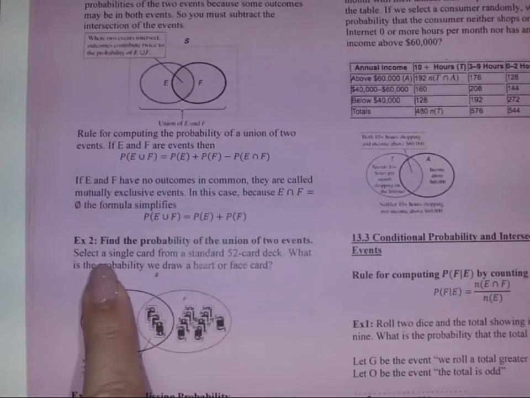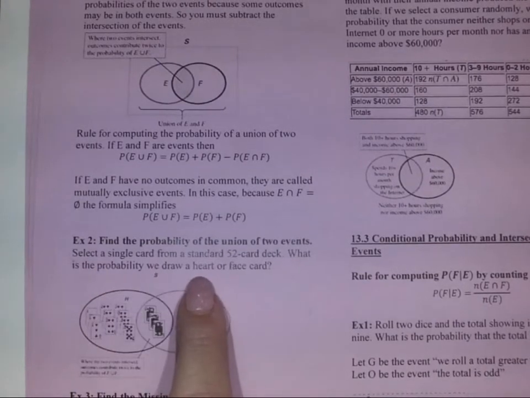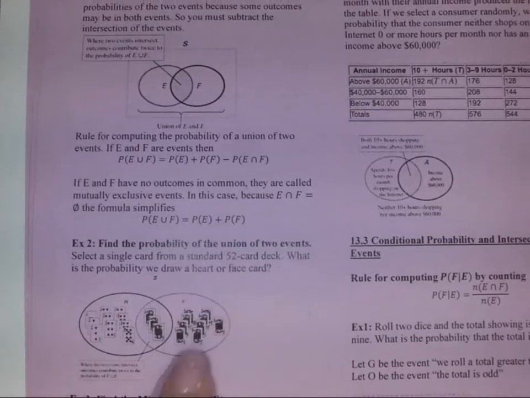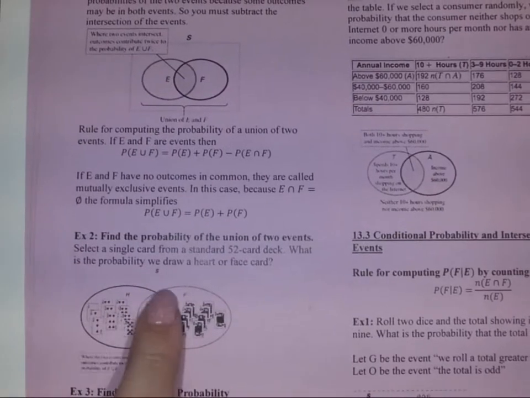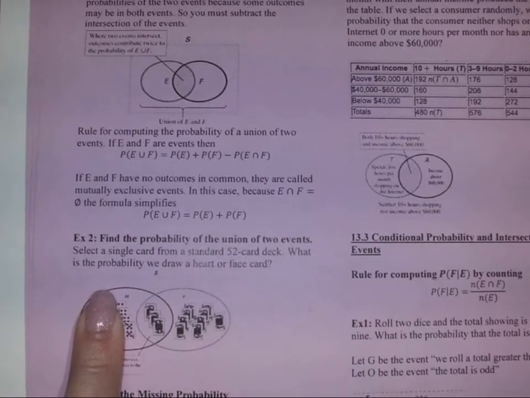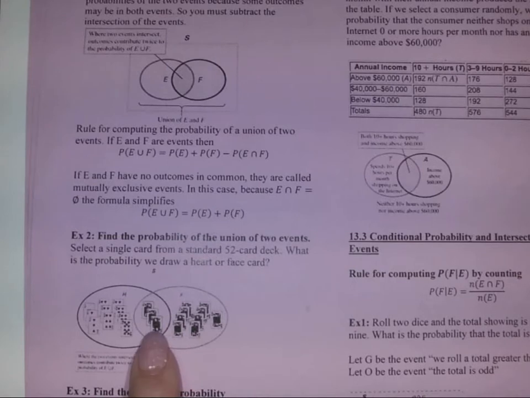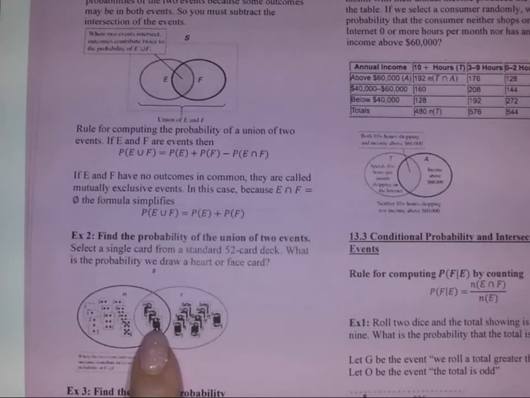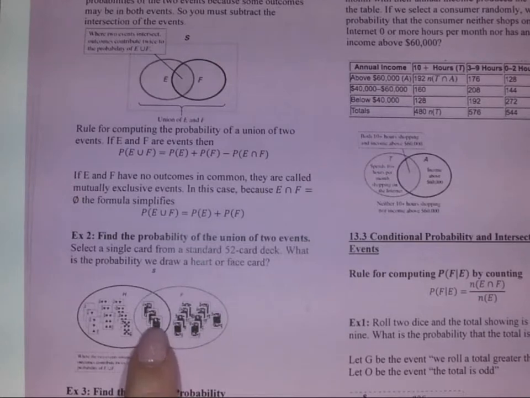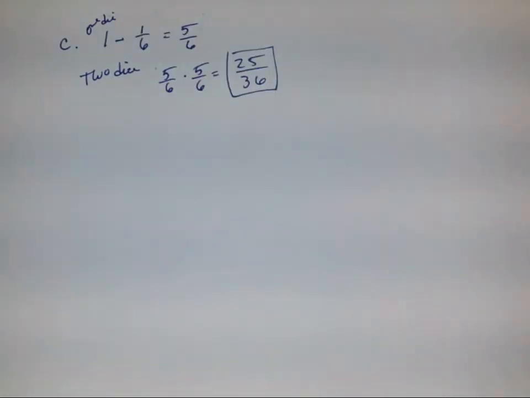Select a single card from a standard 52-card deck. What is the probability we draw a heart or a face card? So over here we have all of the hearts, and here we have all of the face cards. Now, in the middle where they overlap, these are the face cards that are hearts. So this is the Jack, Queen, and King of hearts right here. So let's go find our probability.